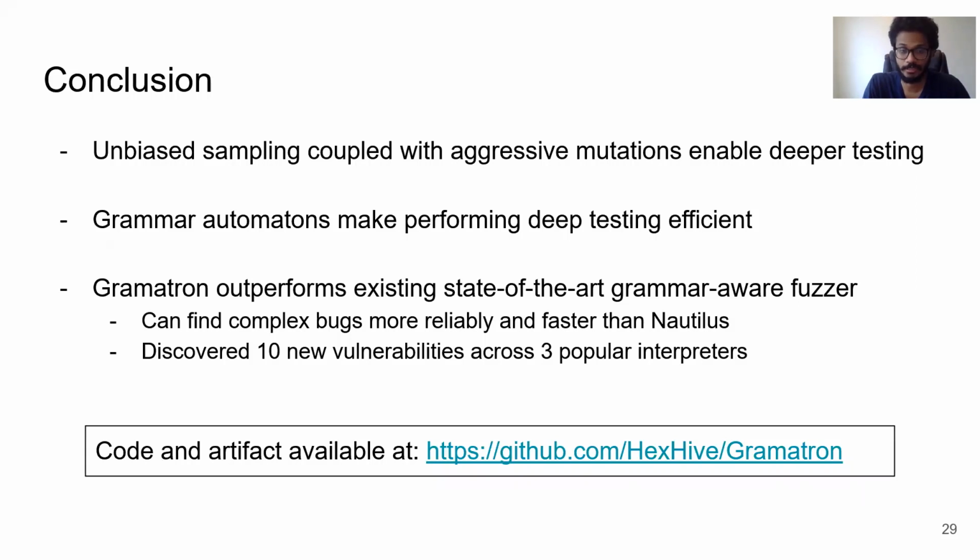To conclude, unbiased sampling coupled with aggressive mutations enable deeper testing. Grammar automatons make performing this deep testing efficient. And Gramatron is able to outperform the existing state-of-the-art grammar-aware fuzzer, which is Nautilus.